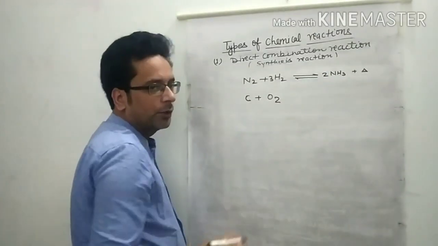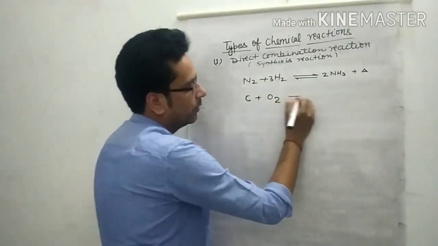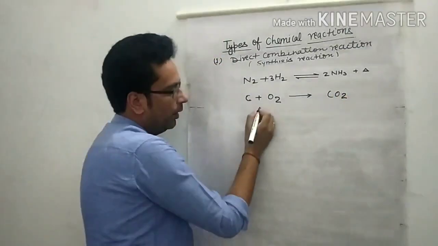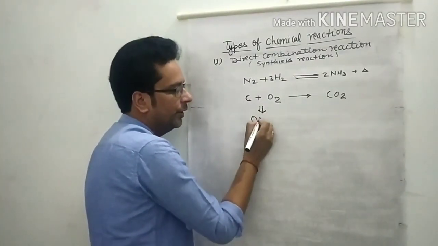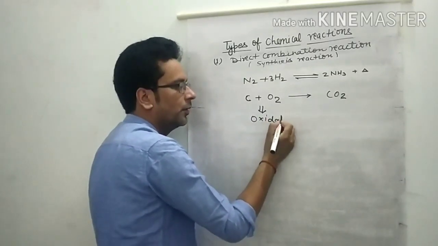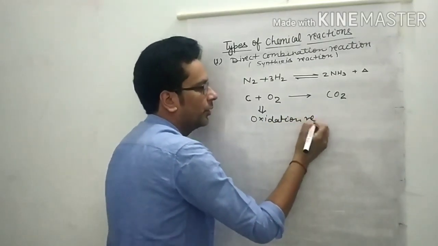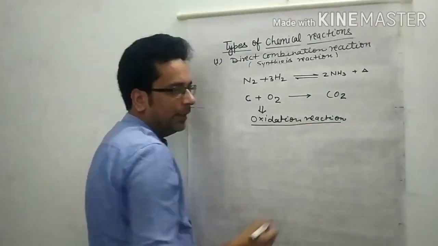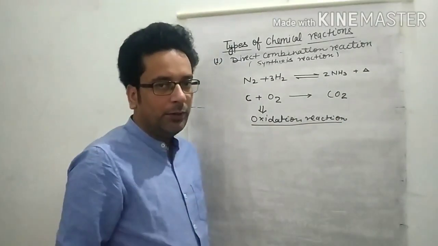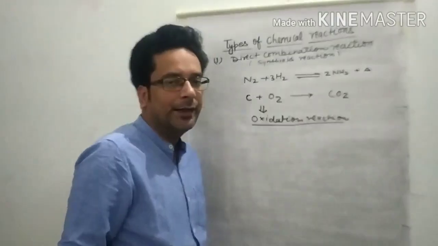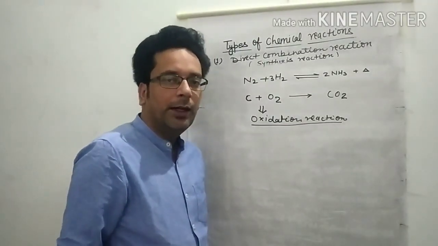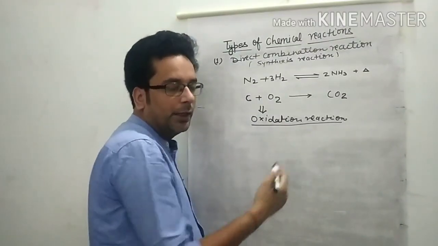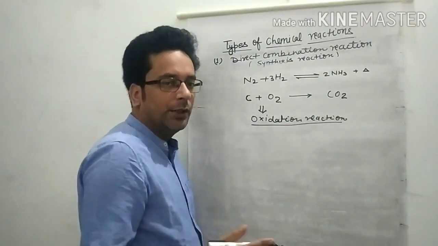Carbon reacts with oxygen. There is formation of carbon dioxide. Now it is an example of oxidation reaction. Oxidation reaction means addition of oxygen. A type of reaction in which oxygen is added is known as an oxidation reaction. So this is an example of an oxidation reaction as a combination reaction.